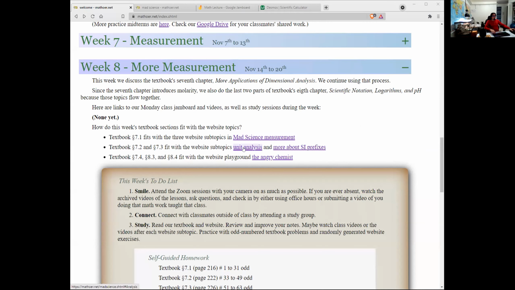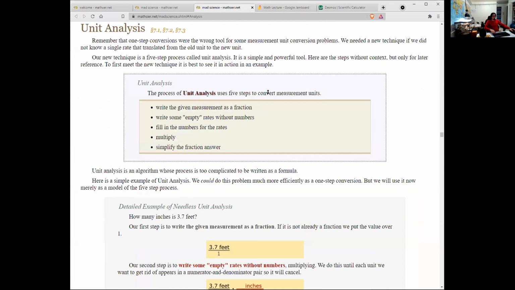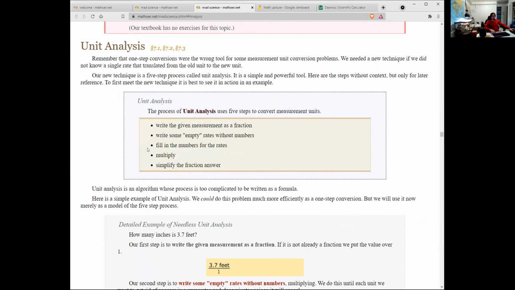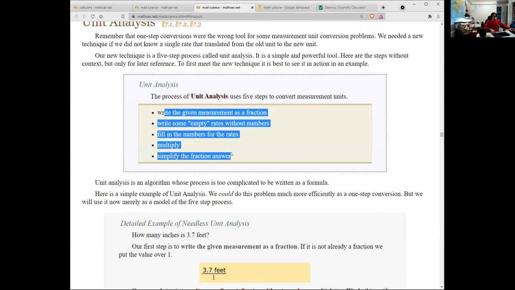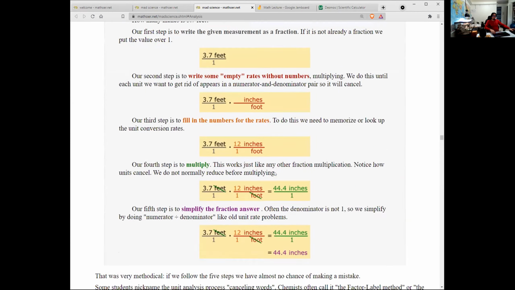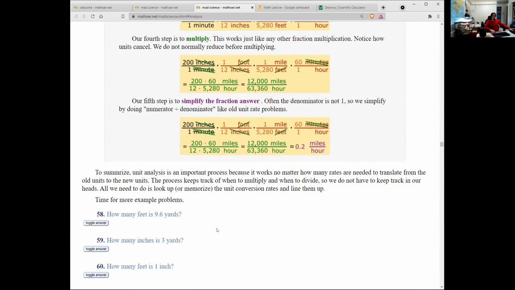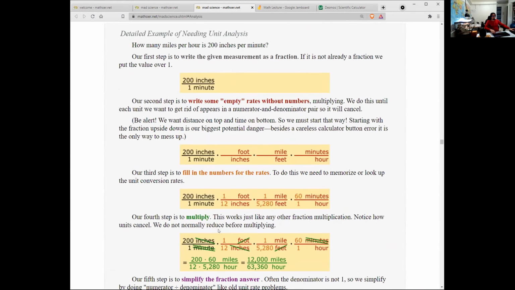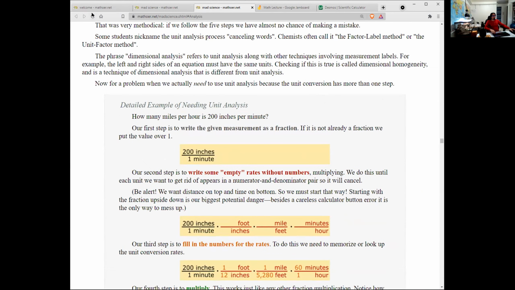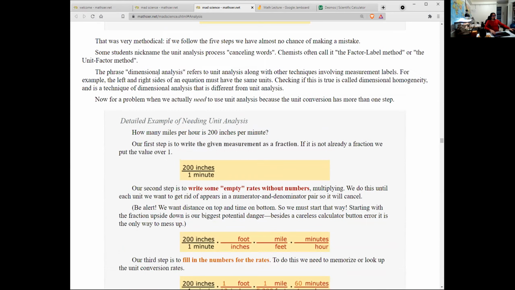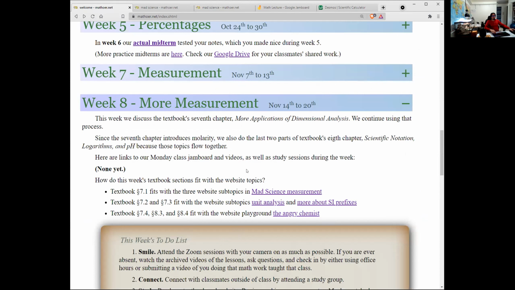And so we've already talked about unit analysis. You've seen this 5-step process. You've seen example problems with it. You've done homework with it. So I'm going to instead go mostly through the book a bit and see how the textbook is wanting you to use it and make sure that all of that meshes well.